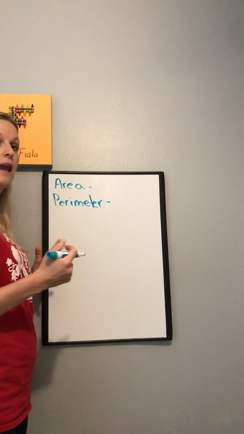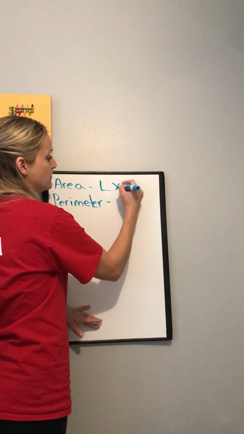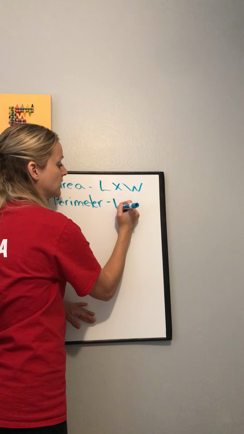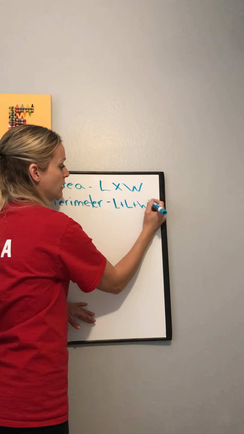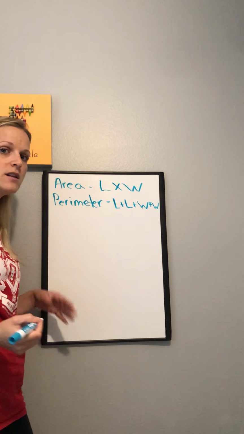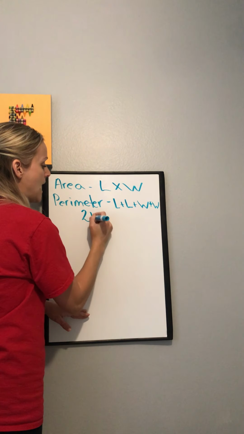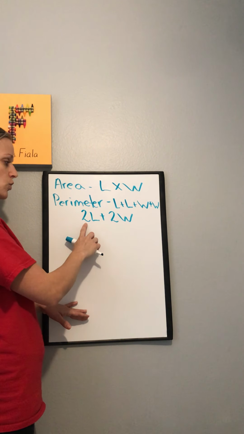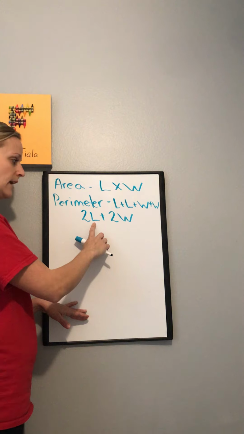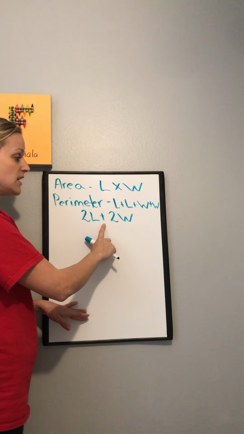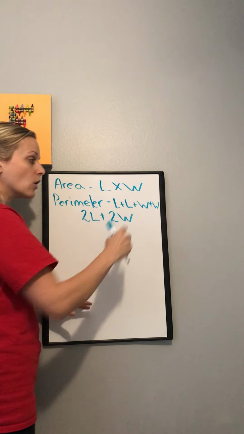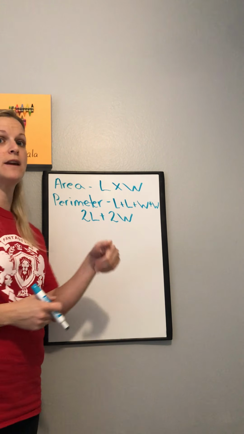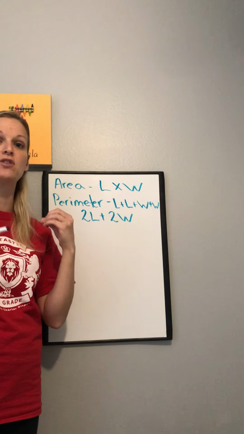So area, how we find area is we do length times the width. And how do we find perimeter? We do length plus length plus width plus width. And you might also see it written as 2L plus 2W. That just means 2 times the length and 2 times the width, and you add them together, okay? So perimeter, we're adding up all the sides, okay? Area, we're doing the length and multiplying it times the width.